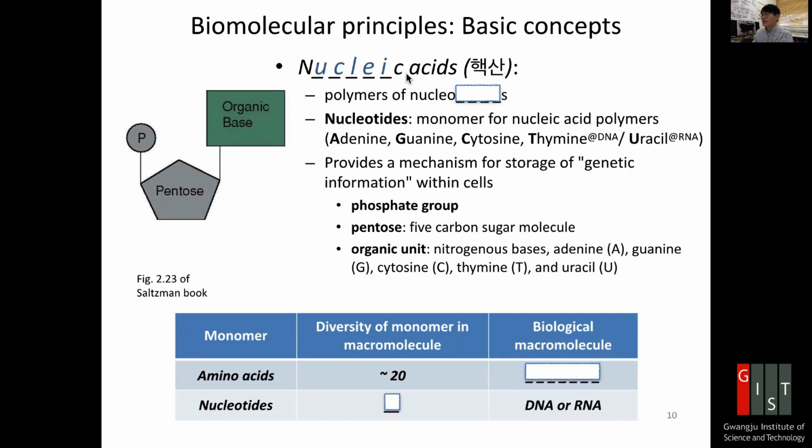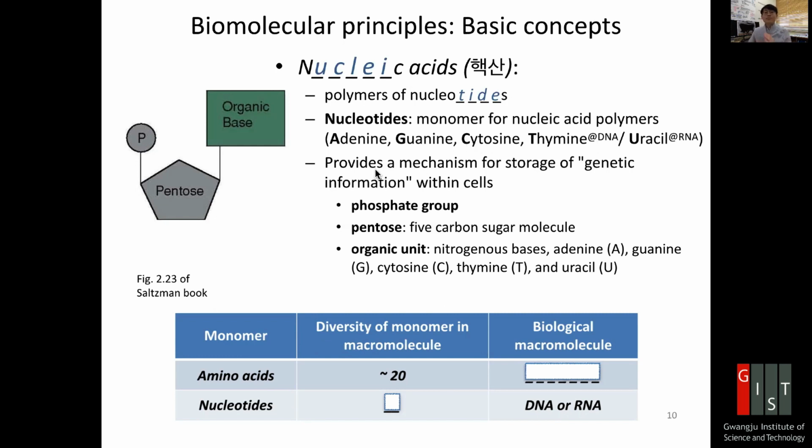Nucleic acids are polymers of these nucleotides, and nucleotides are the monomers of nucleic acid polymers. There are a number of kinds of nucleotides. Very simple, there are 4 different types: adenine, guanine, cytosine, and thymine. That's for DNA. RNA has only a slight difference, where thymine becomes uracil. So we call them ATCG or AUCG.